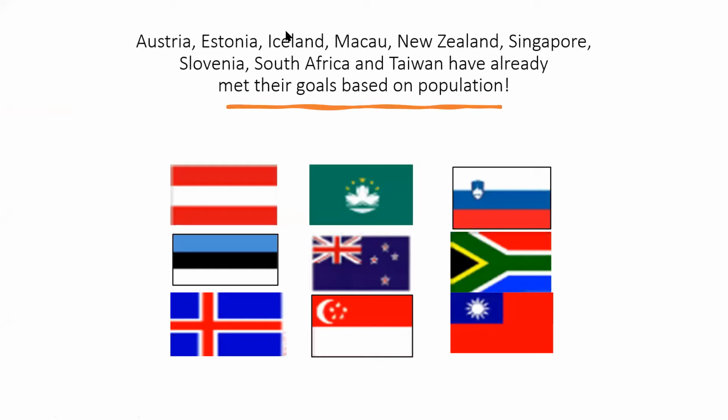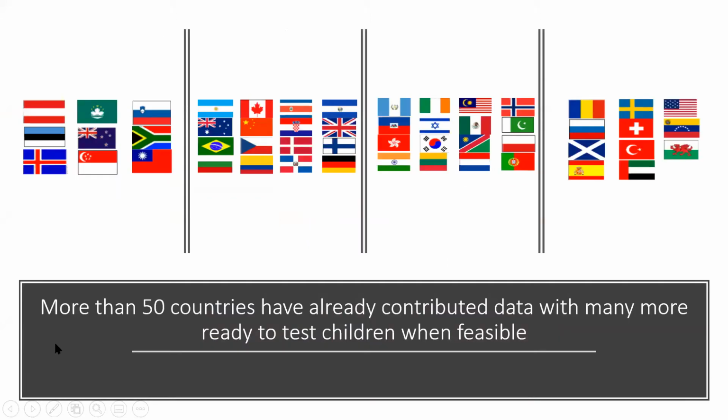I'm very afraid I have the flags wrong, but I'm just going to take a chance. I did want to acknowledge that we have 9 countries who met their population goals. Really amazing. And I just have to shout out to South Africa, whose team has tested over 300 children, which is just amazing. And then we have over 50 countries. Again, I really apologize if I got your flag wrong, but I spent some time on this and I think I have the correct ones.